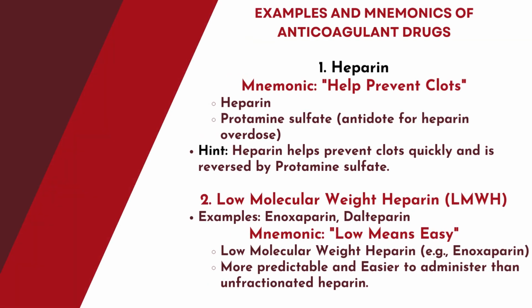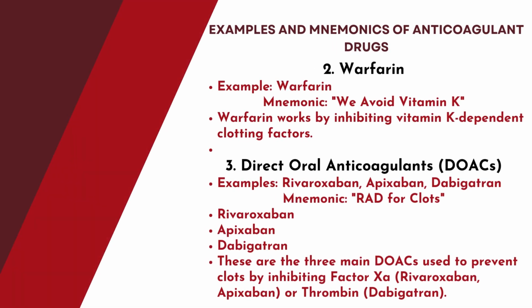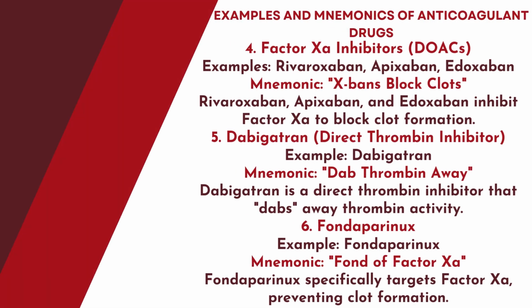Mnemonics of anticoagulants are: 1. Heparin, help prevent clots. Low molecular weight heparin, LMWH: low means easy. 2. Warfarin, we avoid vitamin K. 3. Direct oral anticoagulants, DOACs, RAD for clots. Factor XA inhibitors, DOACs, expands block clots. Dabigatran, dab thrombin away. Fondaparinux, fondafactoxate.